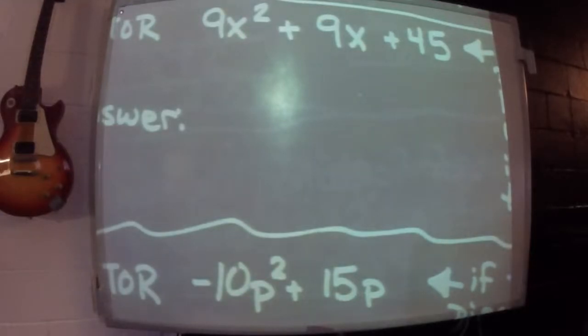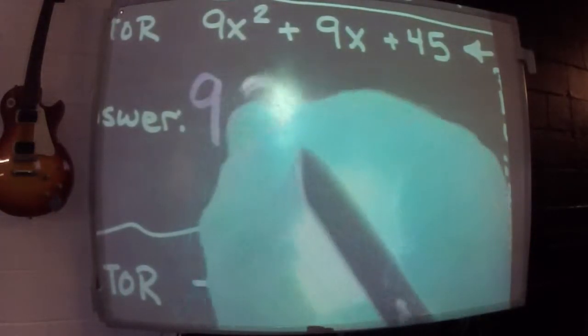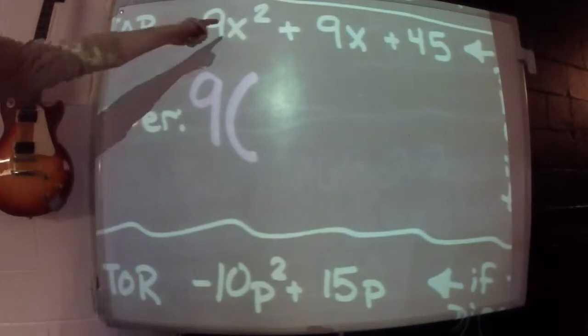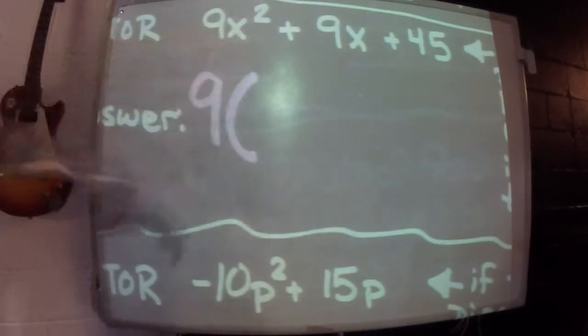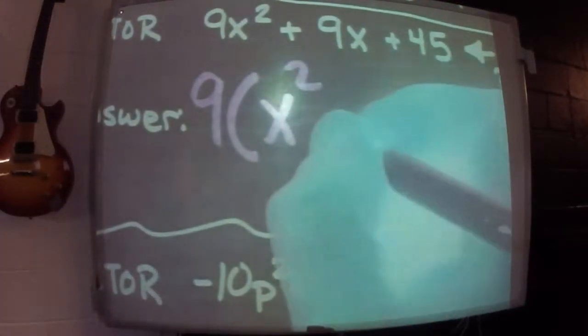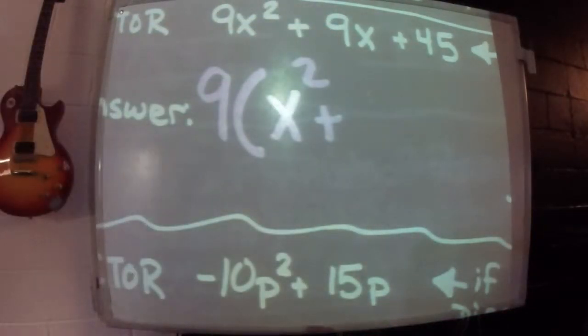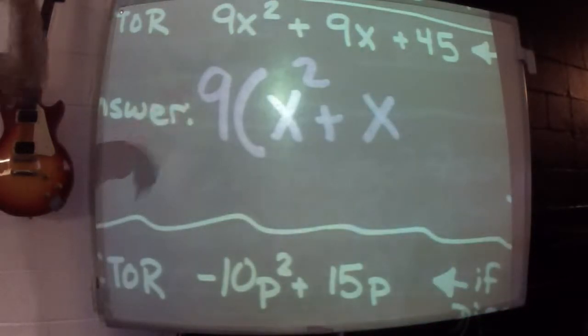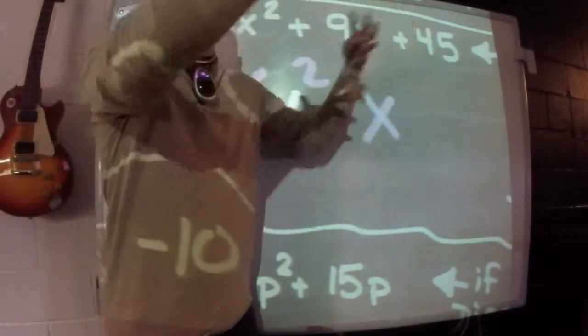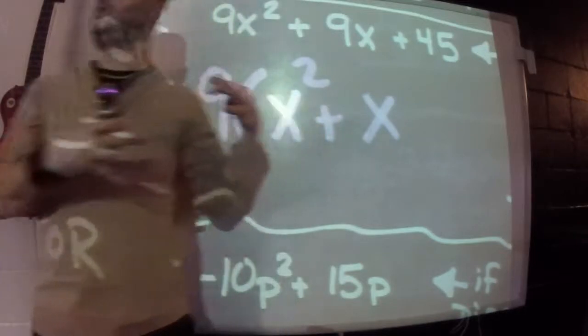So what am I going to write? 9 and then parenthesis. And then let's think. If I took the 9 off this, what's left? X squared. All right, let's go to the next piece. If I took the 9 off that, what's left? Nothing but x. Just x. And then I take a 45, and when I say I take a 9 off, I divide a 9 off. So 45 divided by 9 gives you 5.